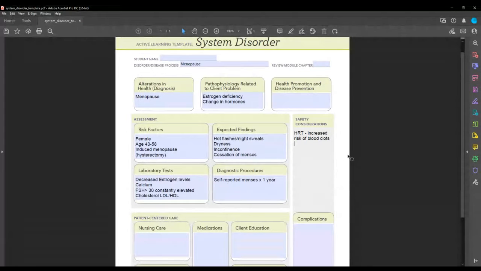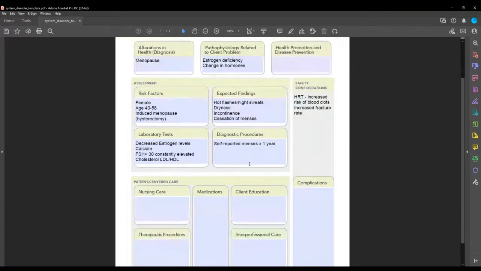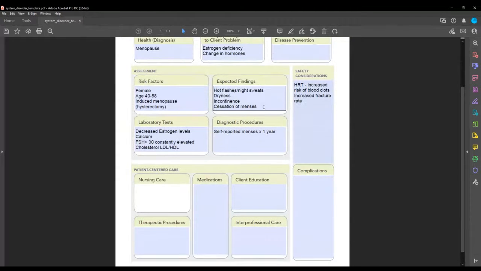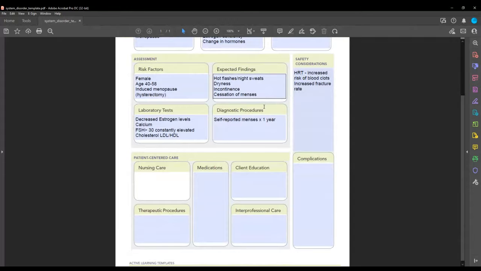And then one other thing that's related to our estrogen is we start to see osteoporosis symptoms. So we have an increased fracture rate. We're concerned about fractures because of bone density decreasing, and we're concerned that we could have blood clots. Those I felt like were the biggest safety issues, right? So for nursing care, what would you think are some things that we could do? Some nursing interventions.